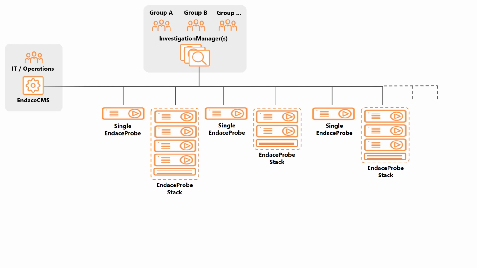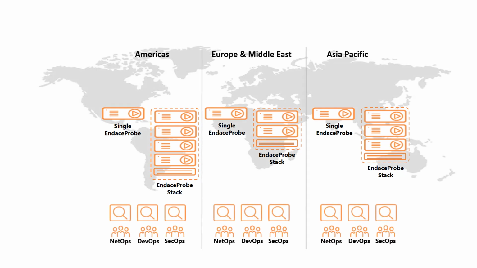In many cases, multiple instances of InvestigationManager will be deployed to partition investigations by regions, networks, and/or job functions. For example, here we're showing a global fabric partitioned into 3 regions, and within each region, NetOps, DevOps and SecOps have each been allocated a dedicated instance of InvestigationManager. So let's have a closer look at how InvestigationManager works to perform investigations across multiple appliances.